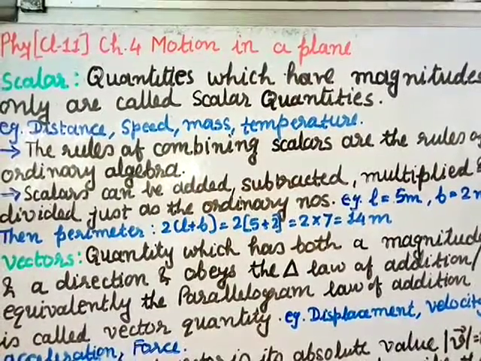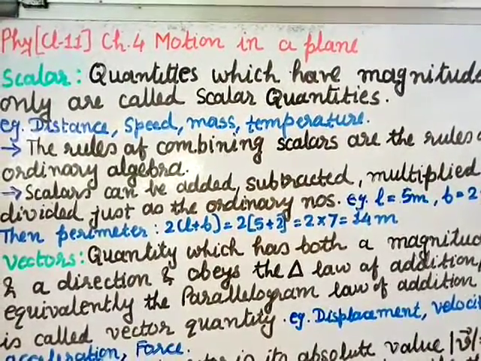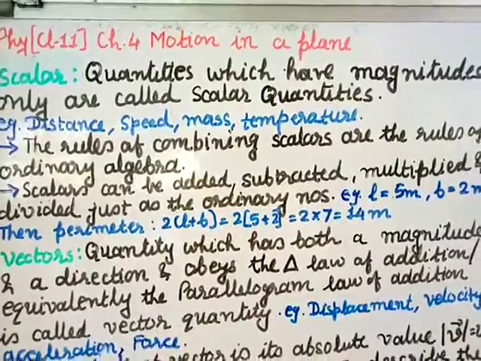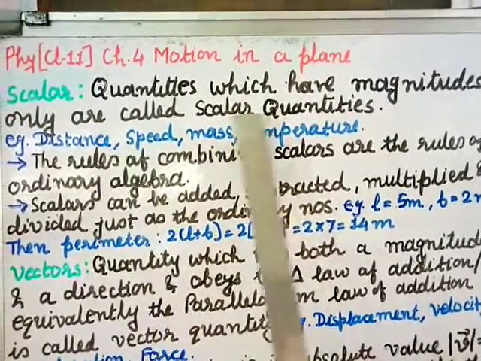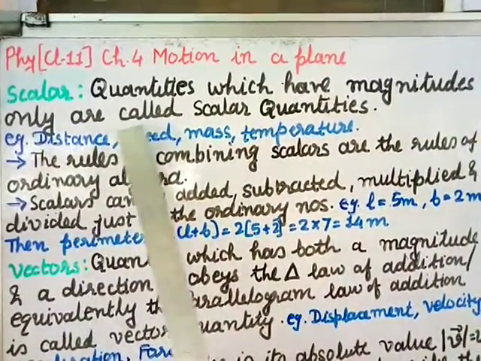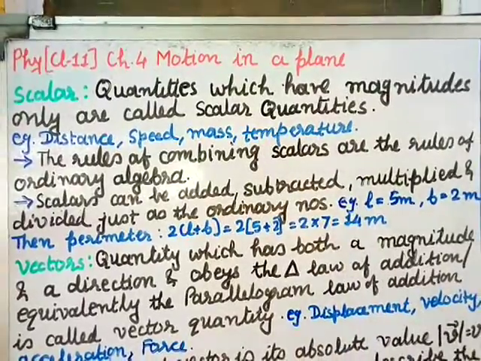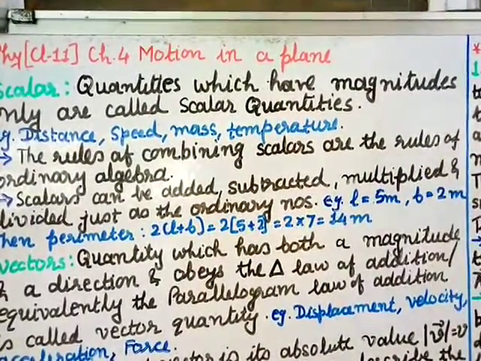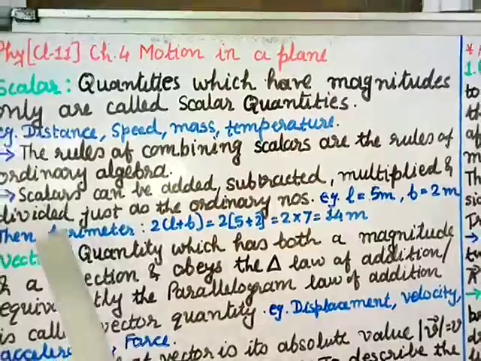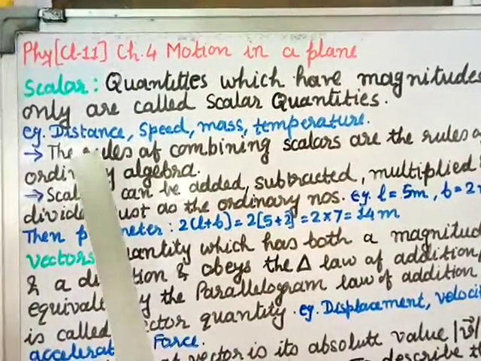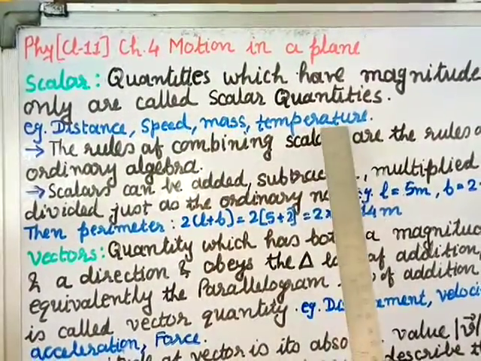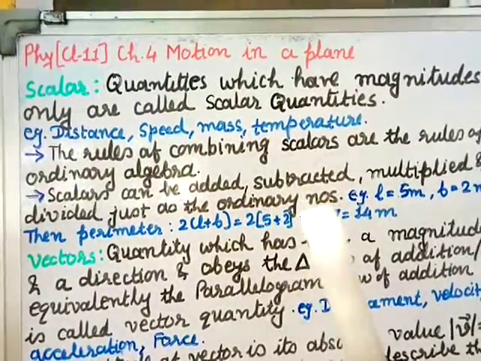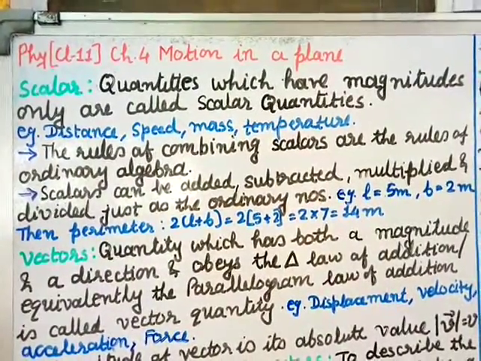We shall begin the fourth chapter of Physics class 11, Motion in a Plane. Scalar. Quantities which have magnitudes only are called scalar quantities. Some quantities will have only magnitude, only measurement. Those we call a scalar. For example, distance, speed, mass, temperature. These are the quantities which have only magnitude, only measurement, but no direction.